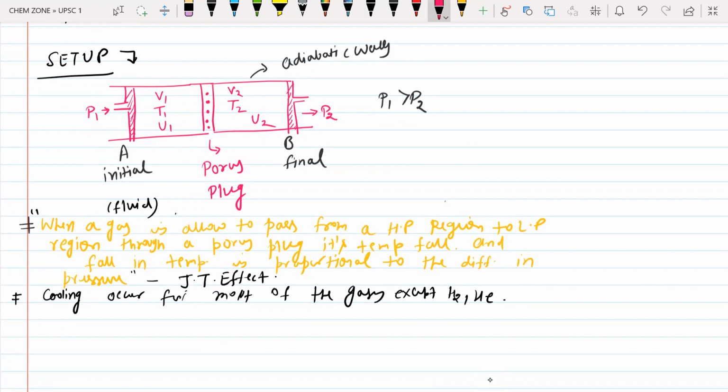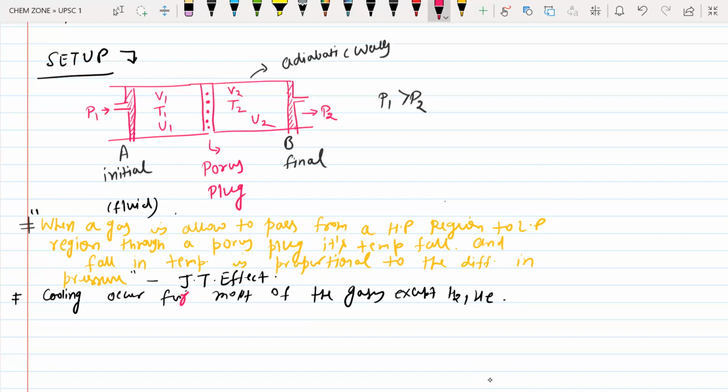As an effect, we observe cooling occurs for most of the gases. It means when we allow gas to move from a high pressure region to a low pressure region, its temperature decreases. That is, cooling occurs during this process. Now, for understanding this point, we assume a setup.